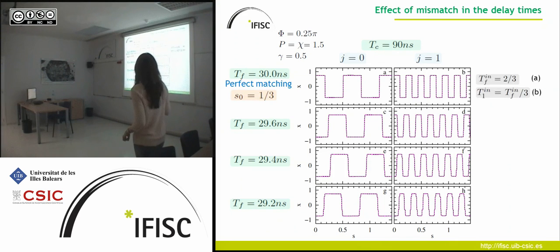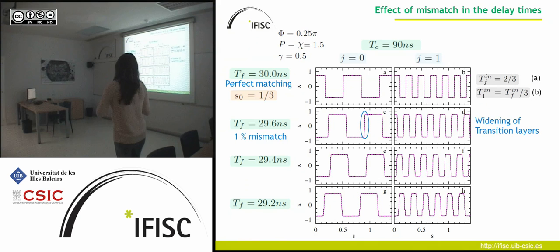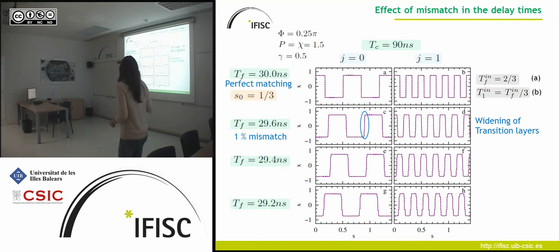We can see that for 30 nanoseconds we have a perfect matching condition, because zero is odd, and then the solutions are almost square waves, and the periods are these ones. With a very small mismatch, the solution is still a square wave, but the transition layers become wider.